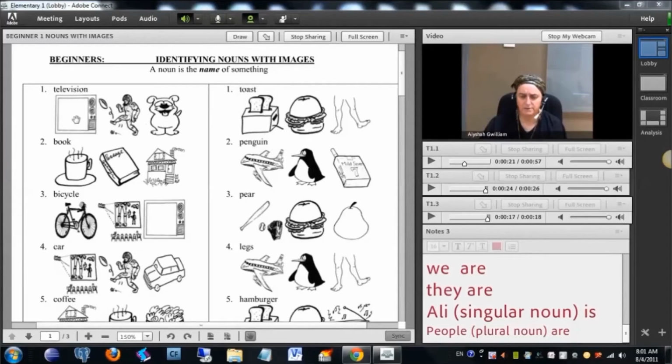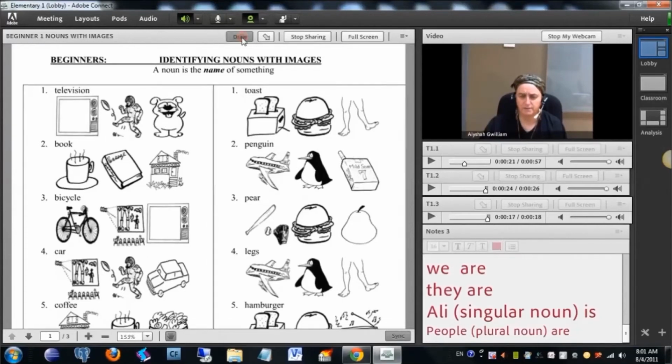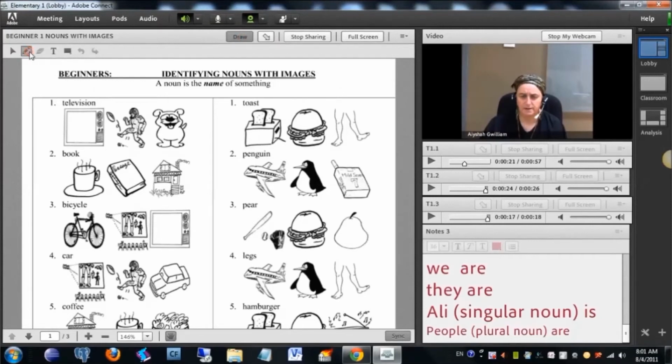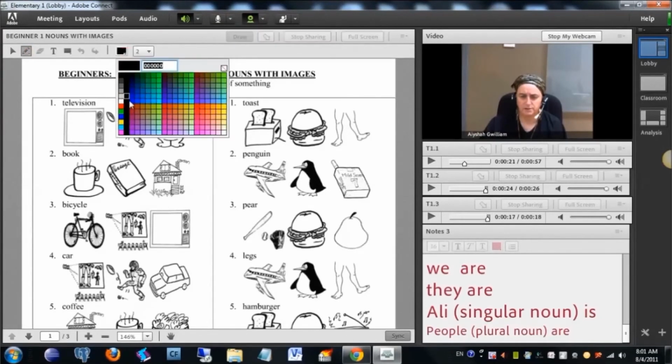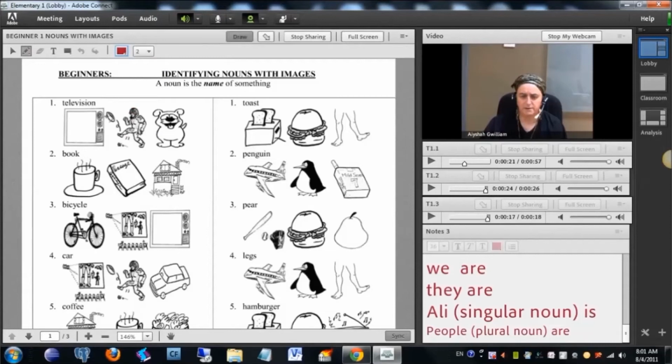Let me give you an example. Okay, I'm going to use a red pen and I'm going to circle. This is television. Number 2, which is a book. This is a book. Okay. I want you now to continue and complete this worksheet, and then we will mark it together. Off you go.